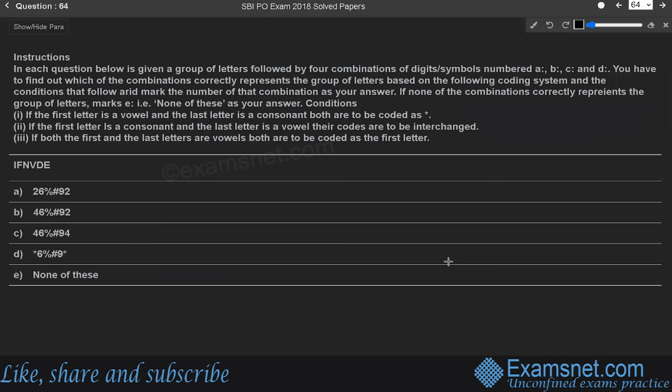See, this type of question is very, very simple. You just have to understand the first part of the question and you will easily solve all the other parts. Moving on to next question.